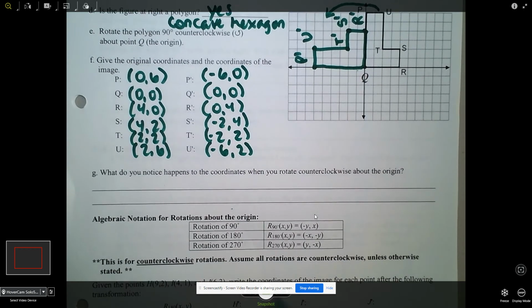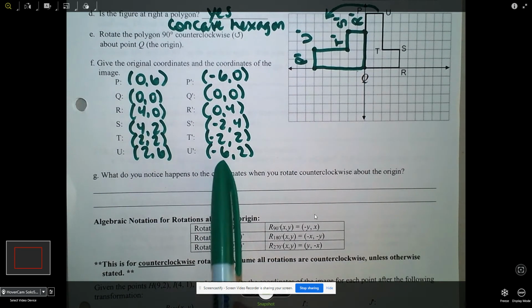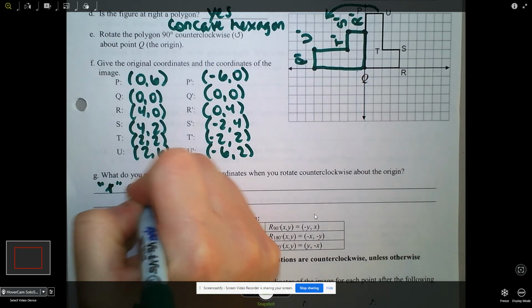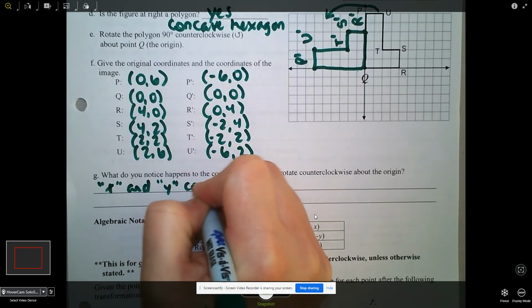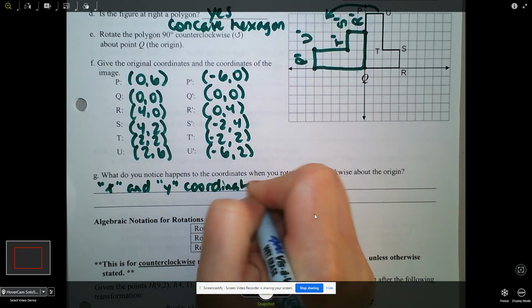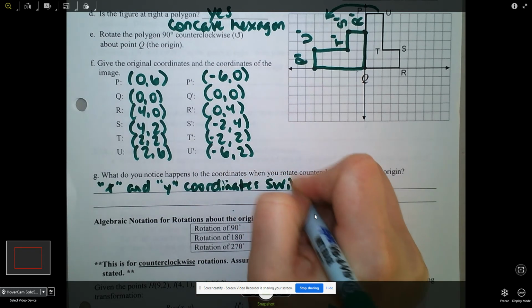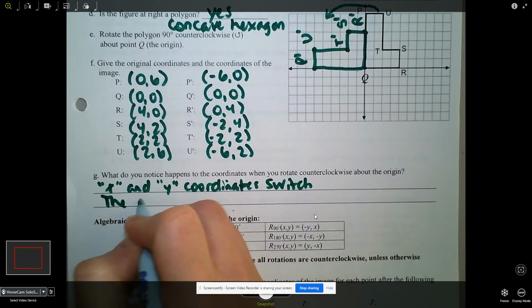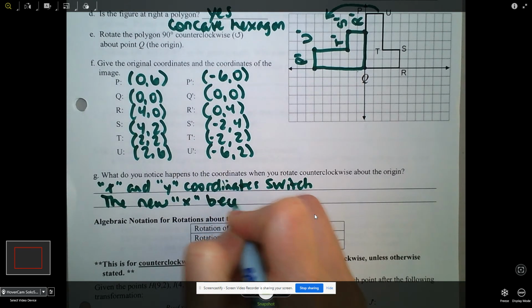If I look at the coordinates, you'll notice that 2, 6 is now 6, 2. So the first thing is that the X and the Y coordinates switch. And the new X coordinate, so it was a 6 in the Y coordinate, now it's a -6 in the X spot. So when it switches, the new X becomes the opposite.